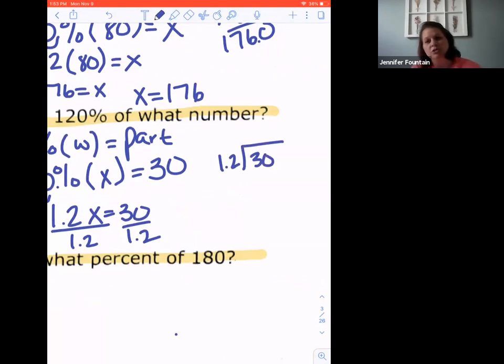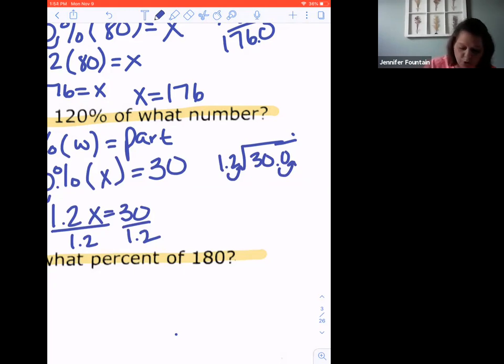Remember, my rules of division was decimals. I cannot divide by a decimal. I have to convert it to a whole number. To change 1.2 to a whole number, I need to move my decimal 1 place to the right. If I do that to the number on the outside, I have to do it to the number on the inside. So it was 30, so now I converted it to 300. So now I have 12 into 300.